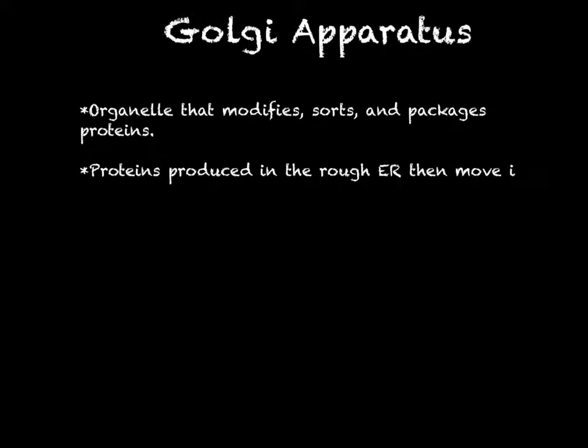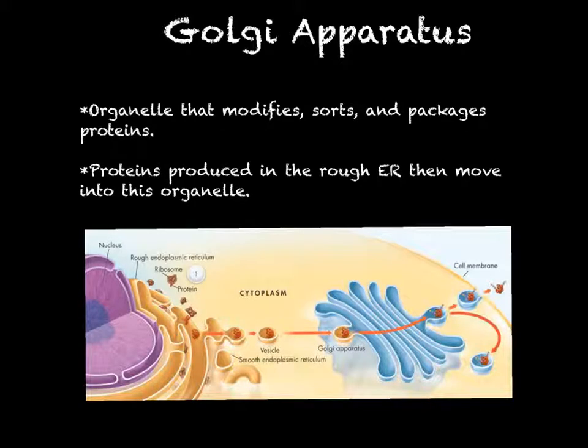The Golgi apparatus is an organelle that modifies, sorts, and packages proteins. The proteins produced in the rough ER then move into this organelle. As shown in this picture, the protein produced here in the rough ER transports all the way to the Golgi apparatus.